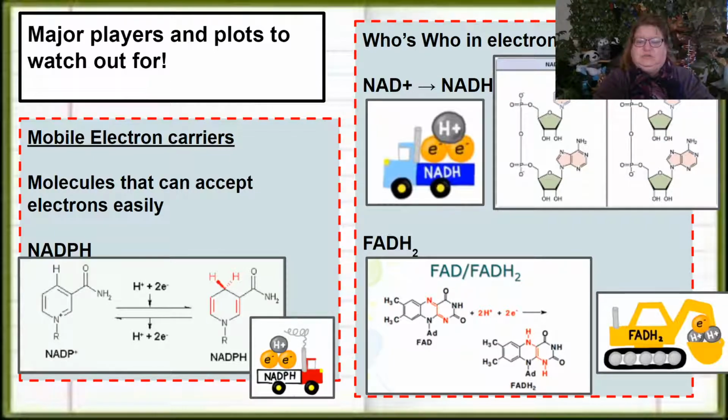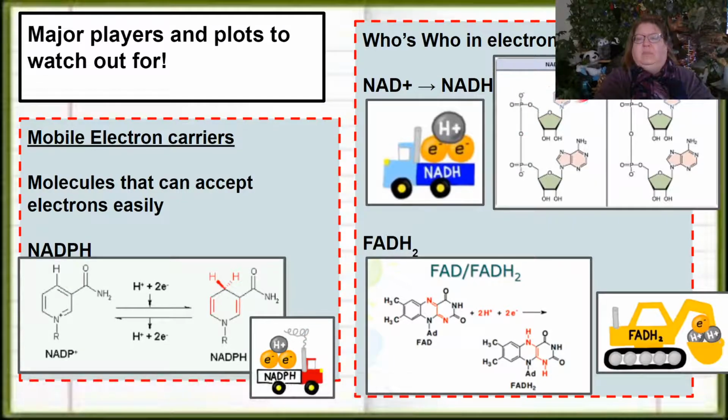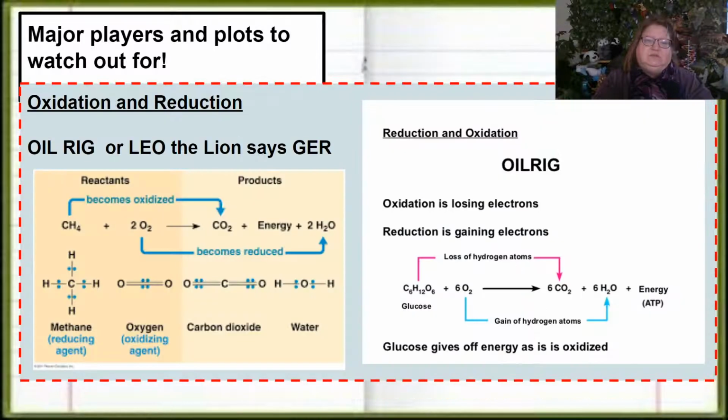NADH, FADH2, and NADPH, they basically are carrying electrons. And you can see in this diagram up here, as we go from a positive to the neutral, we carry another electron and a hydrogen. So what these guys do is they literally transport electrons. Just like a dump truck, they're going to take it somewhere and dump it, and then they're going to go back for more electrons. So that's another player to look for, our cast of characters.